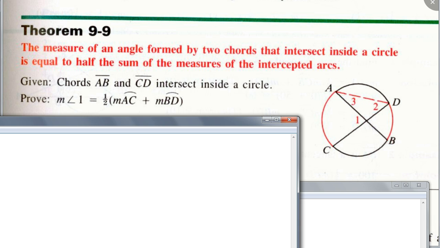So, of course, do you understand what he's talking about here? Yes? So if I told you that arc AC was, I don't know, 100 and arc DB, the measure is 60, what would the measure of angle 1 be? Huh? 80, right? You add them together, divided by 2, right? 160 divided by 2 is 80. Does that make sense? That's what they're telling us. That's what this theorem is about.